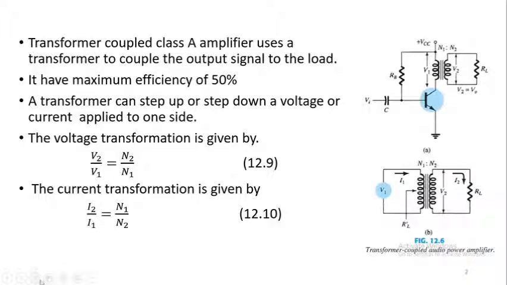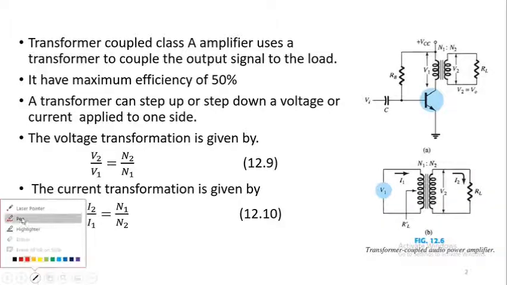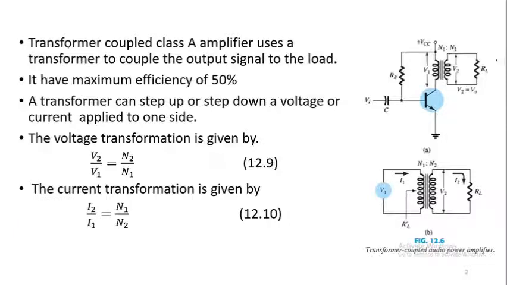This is the second type of class A amplifiers. In this we couple the output resistor, or you can say the output load, through a transformer. A transformer coupled class A amplifier uses a transformer to couple the output signal to the load. It has a maximum efficiency of 50%.